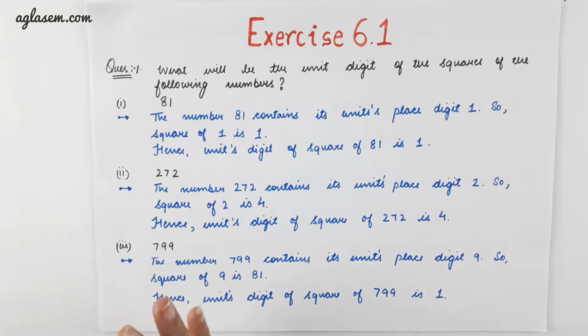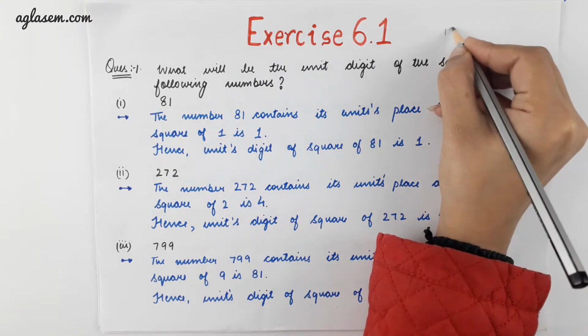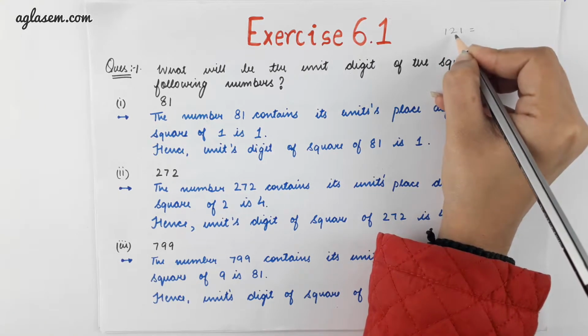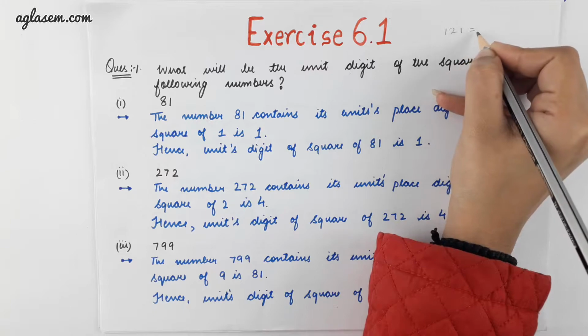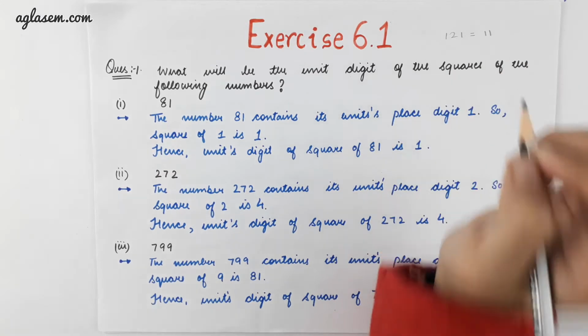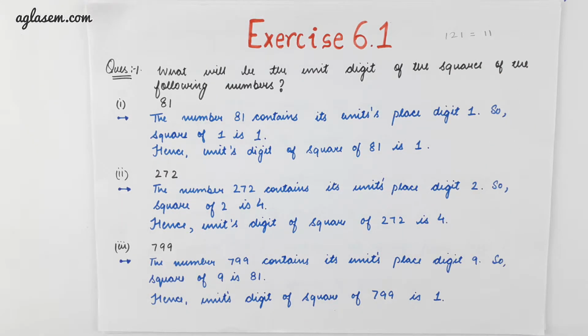And by square root, we mean finding the original number of the given number. For example, we have to find the square root of 121. Therefore, the square root of 121 is 11. Now, starting with the exercise.